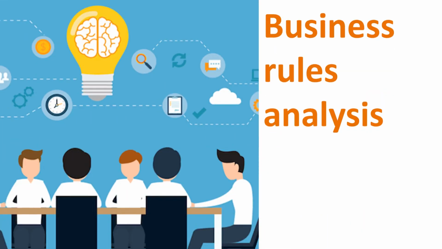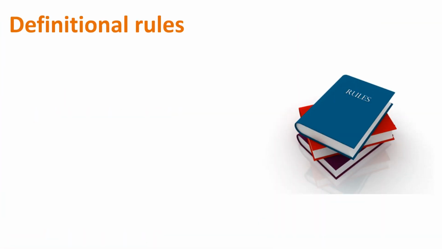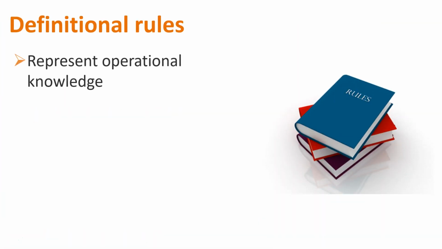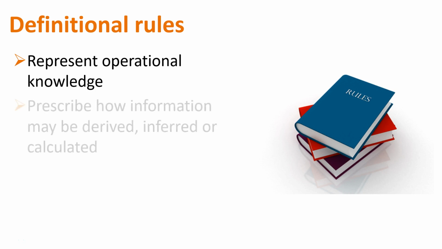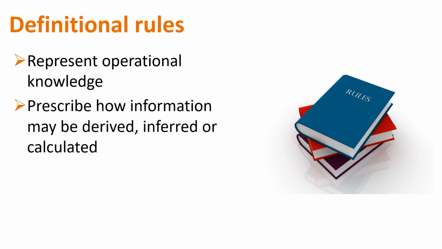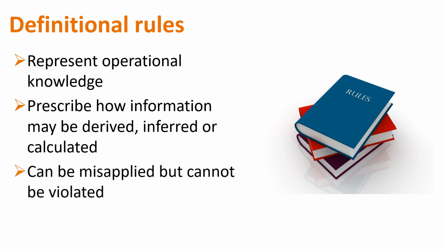Okay. Ugh, this is not my favorite technique. Business rules analysis. This represents operational knowledge. You're going to find this in all of your policies and things like that. Like, in the United States, a customer must be of 18 years of age or greater to buy cigarettes, right? So that is a rule. It prescribes how we are able to make decisions or how things are calculated, things like that. It's very, very specific. You can accidentally misapply it, but you cannot violate it.